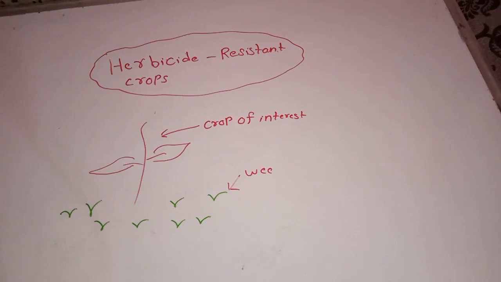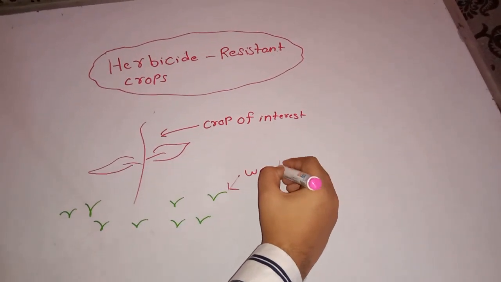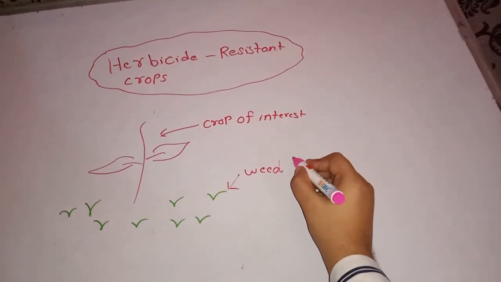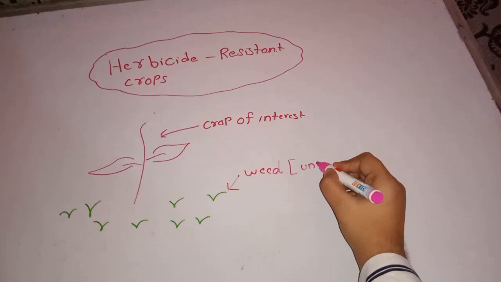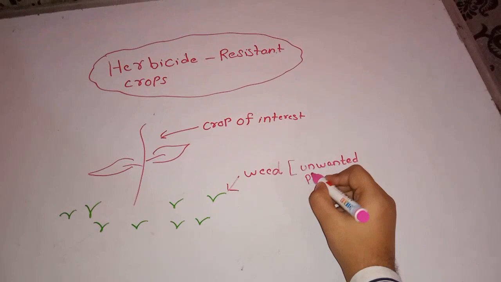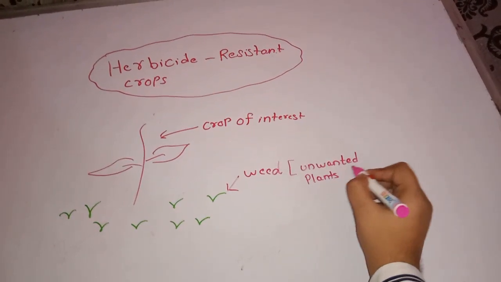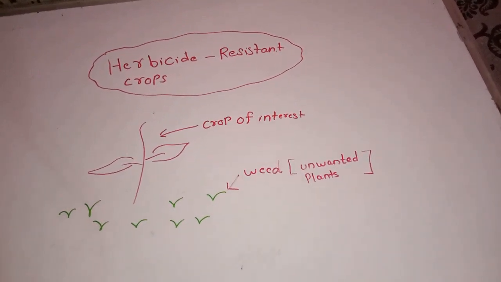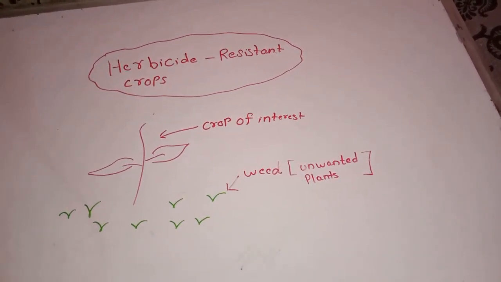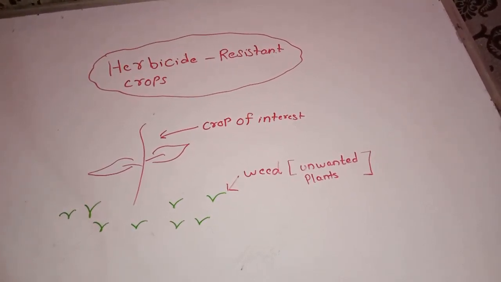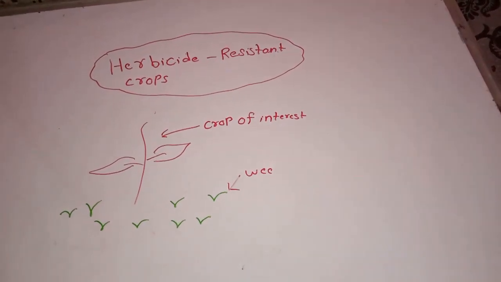Now we will be studying herbicide-resistant crops. Before we proceed further, let's understand what a herbicide is. Herbicides are a group of chemicals which farmers and horticulturists use to remove unwanted plants in a given plot of land. What are weeds? Weeds are unwanted plants in a given field. The function of herbicides is to kill the plant.